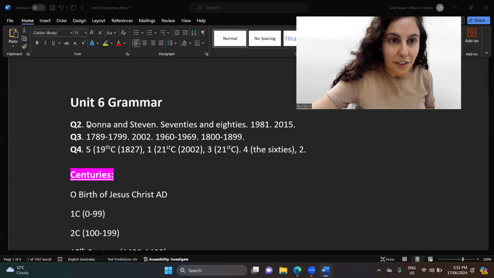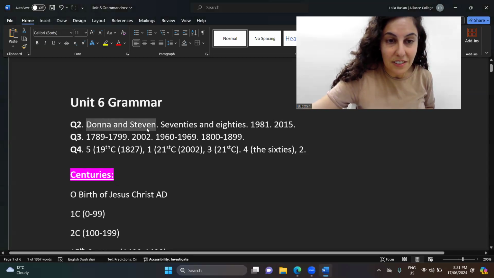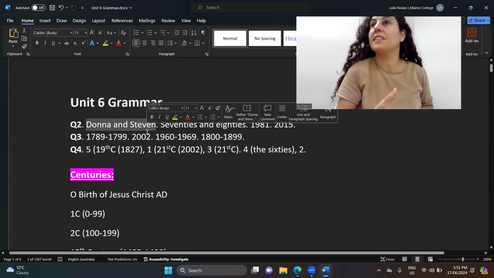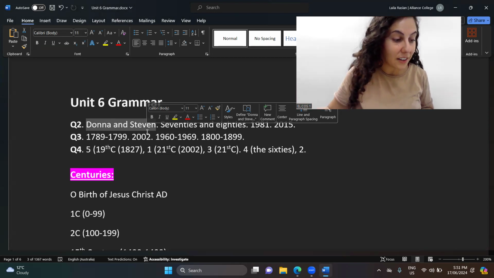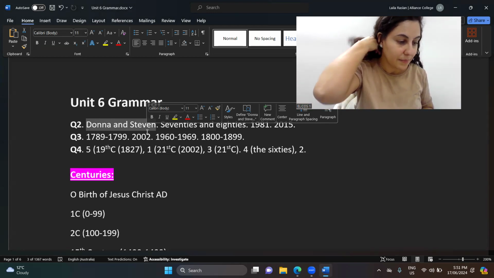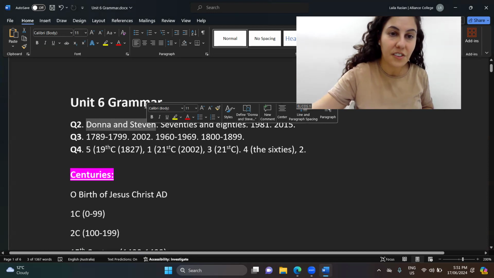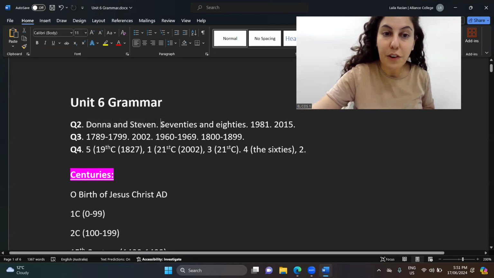So again, in the photo, Donna and Stephen were the two people that we saw. They were young in that first photo, the black and white one, and then they were adults in the second photo. They are brothers and sisters. The photo was taken in the 70s and 80s.